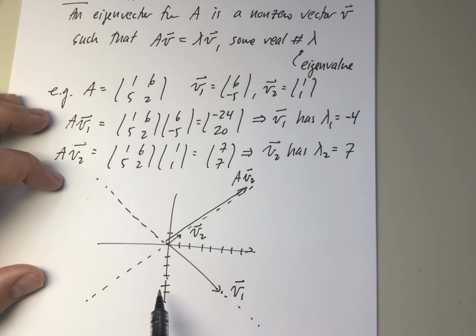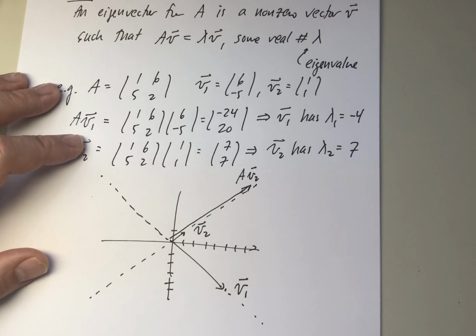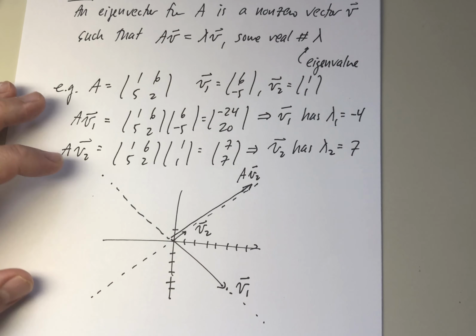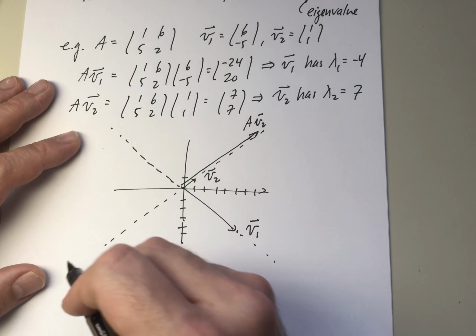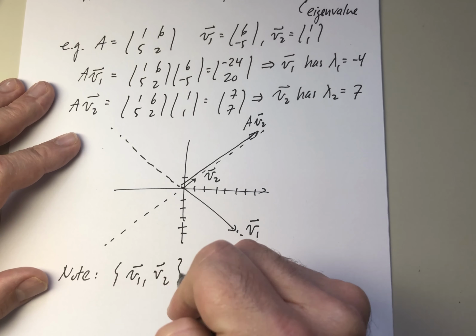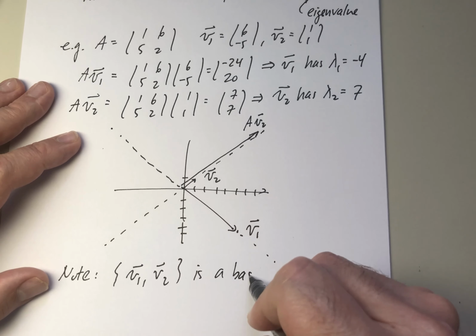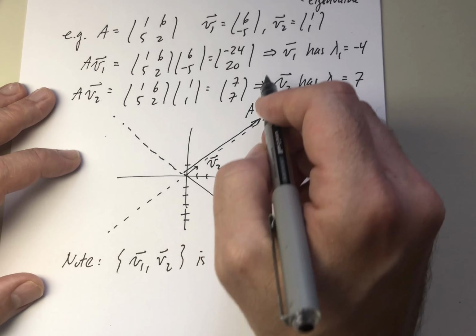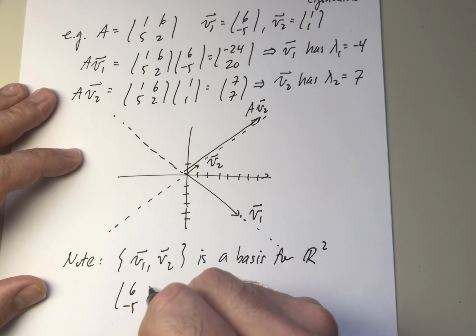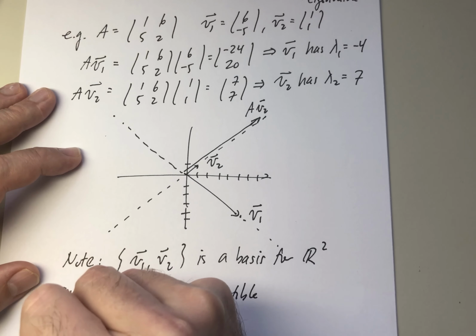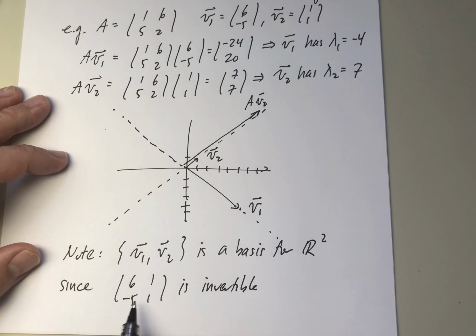So again, these two vectors behave well with respect to the matrix A, in that when I multiply A times either one of them, the resulting vector stays in the line determined by the original vector. And let me just note here, we'll come back to this, that the set V1, V2 is actually a basis for R2. Why is that? Well, if I make the matrix with columns (6, -5) and (1, 1), this is an invertible matrix. One way to see that is to take the determinant, but you can also just do a row reduction and see it has 2 pivots.